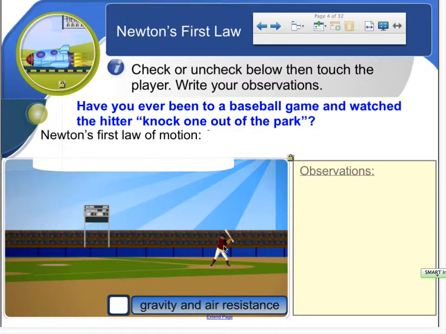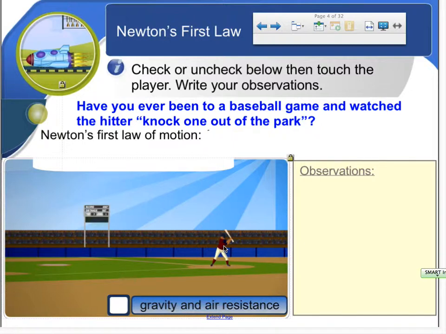Exactly. What was the object in motion? Alyssa: The ball. What was the force that acted upon it which stopped it from staying in motion? Gravity. Gravity pulled it down. The ball was at rest if we didn't see the person that was holding it, but then that person did what? Threw it. That's a push, which put it in motion.